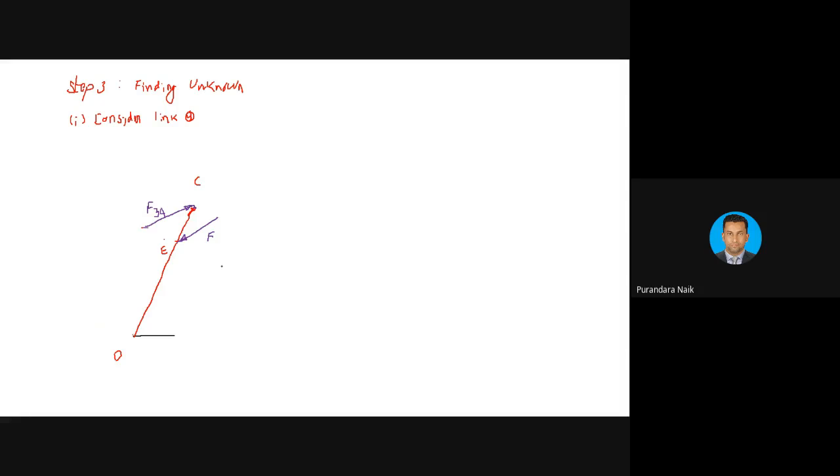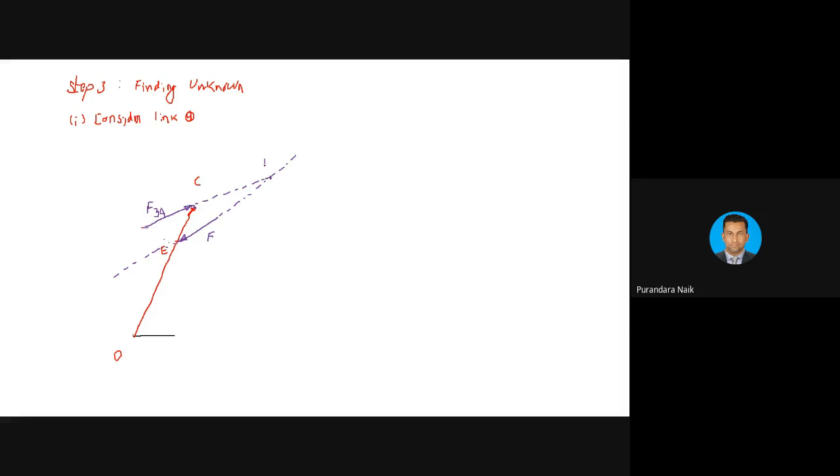Correct? Now, how to find out the concurrency? You need to extend this line. I'm going to extend it. You just look at this. I'll extend this line in both the directions. F, I need to extend. And I have to extend F34 also in both the directions. So this will be intersecting somewhere here. Correct? F34 is intersecting at this point.